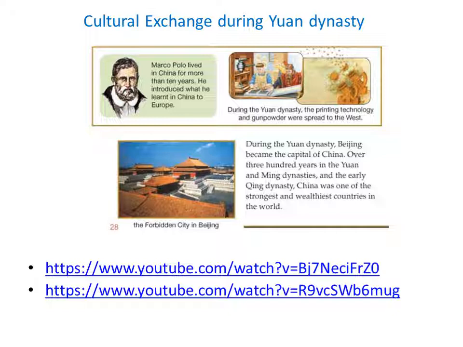The Forbidden City, the picture that you see, is the third imperial palace to have been built in Beijing. The first was built during the Jin dynasty, the second during Yuan dynasty, and the third, the Forbidden City, was built during the Ming dynasty. Throughout their history, Forbidden City has been the capital of China, and it made China the strongest and wealthiest country in the world. Click on the link below to learn more about Forbidden City in Beijing.